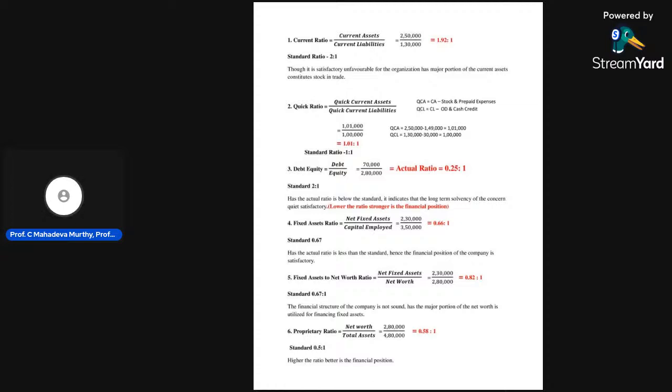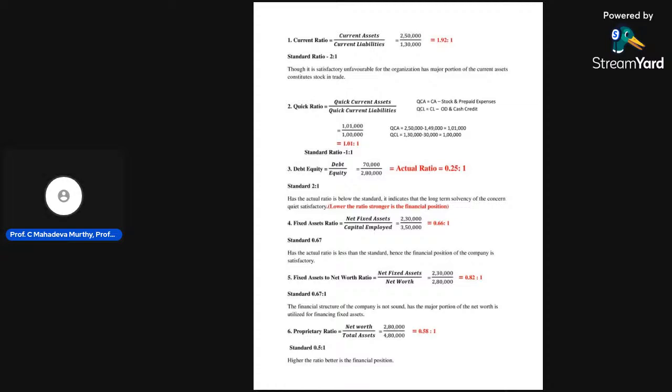Next, the fifth one, fixed assets to net worth ratio. Here, net fixed assets are 2,30,000. Then net worth. What do you understand by net worth? Net worth is nothing but equity: equity shareholders plus reserves and profits and other things. Net worth, that is equity, is 2,80,000.